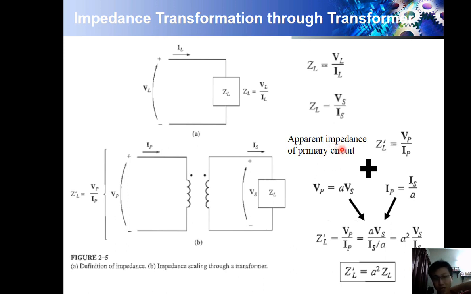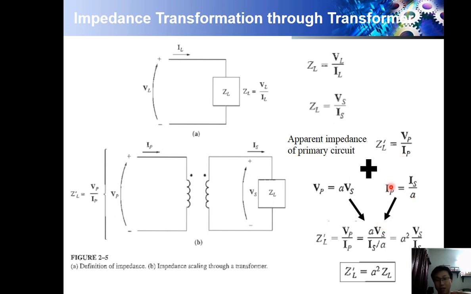Apparent impedance of the primary circuit. This is my primary circuit. So if I cut here, Z will be V divided by I, Vp divided by Ip, and I put a prime on it. Previously we know that Vp equals A Vs, and Ip equals Is divided by A.